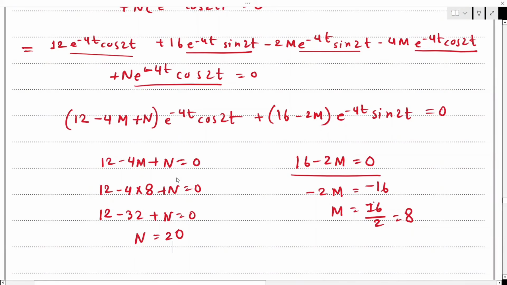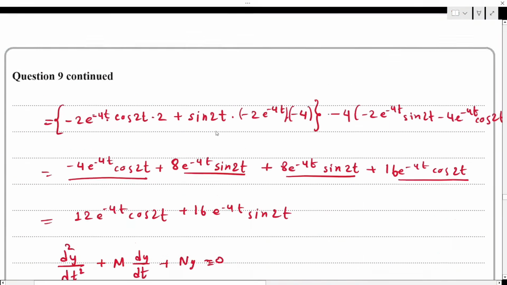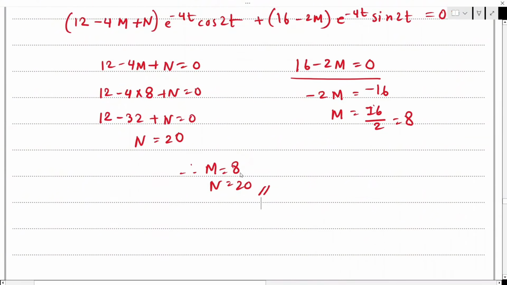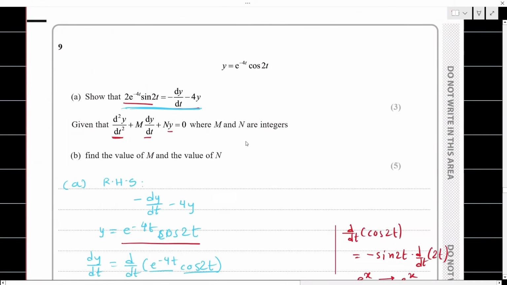So this is our answer to part B. We have to find the value of m and the value of n, and we have done that. So m is equal to 8, and n is equal to 20. And this is our answer. So this concludes our question number 9. We can now move on to our question number 10.